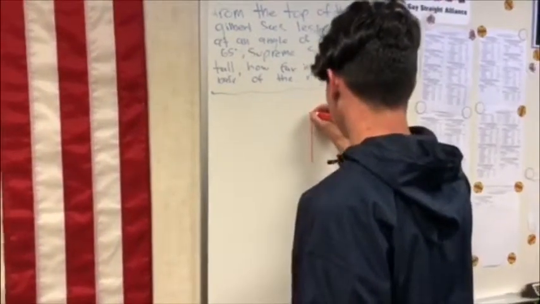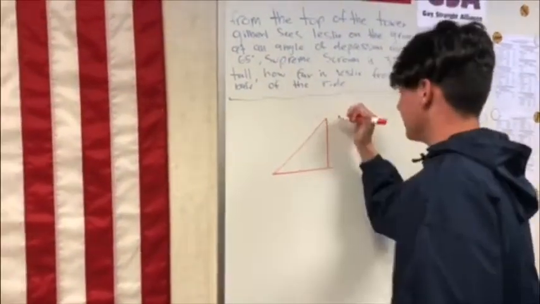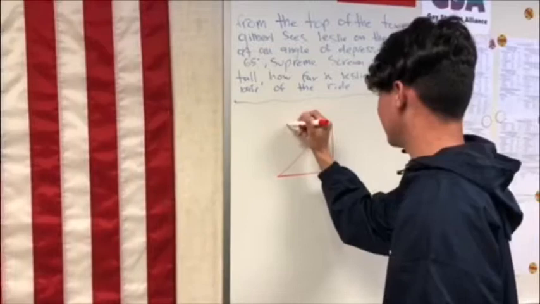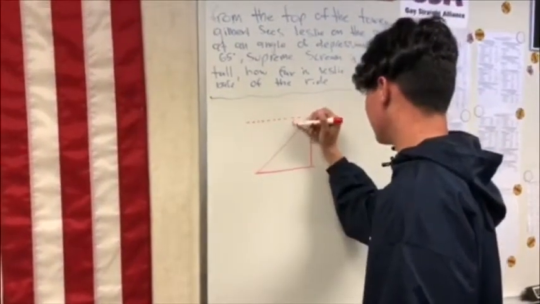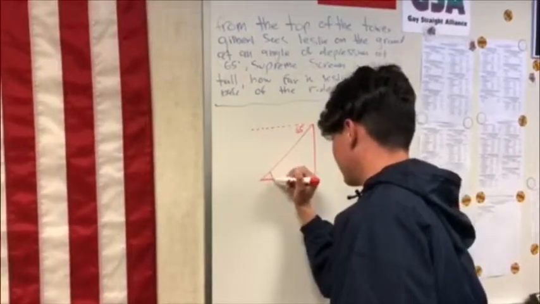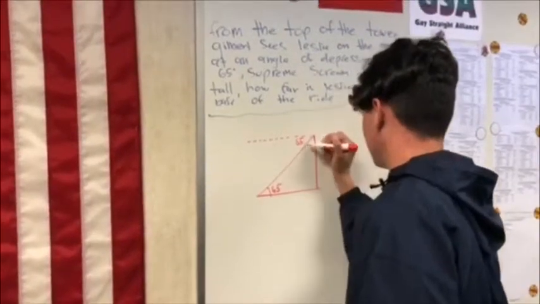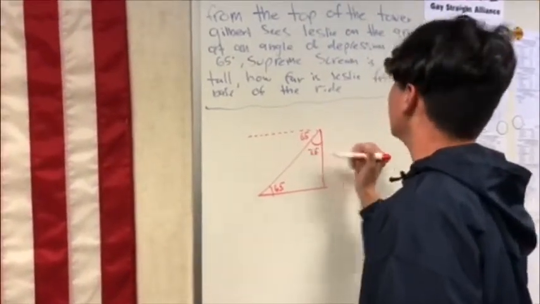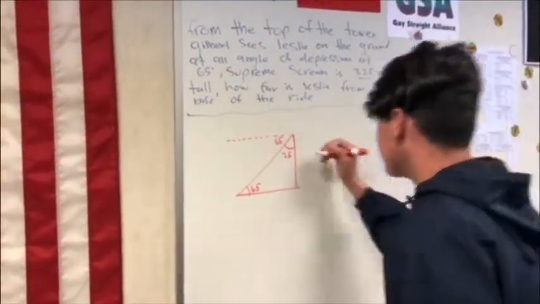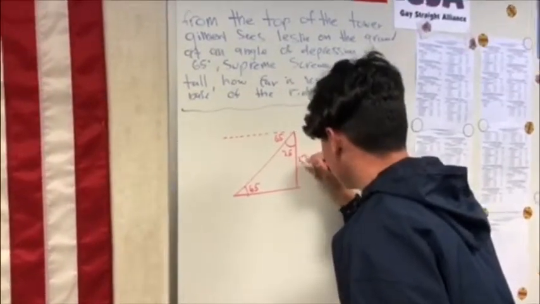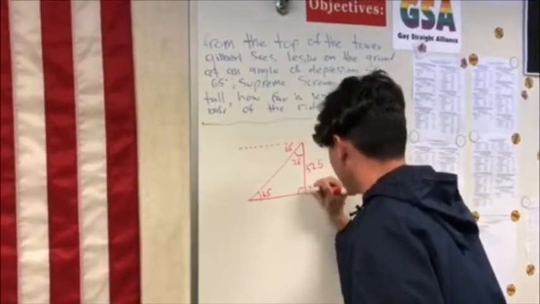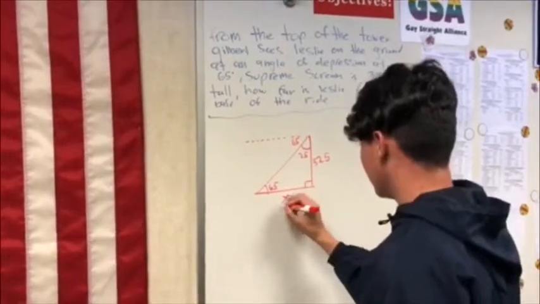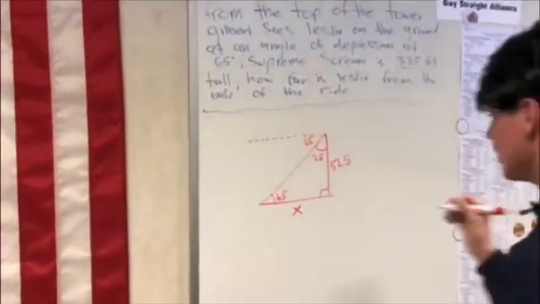From the top of the tower, Gilbert sees Leslie on the ground at an angle of depression of 65 degrees. If Supreme Scream is 325 feet tall, how far is Leslie from the ride? So we plug in what we have, and we were given 325 feet is how tall the ride is. We have to find x, and we were given 65 degrees.